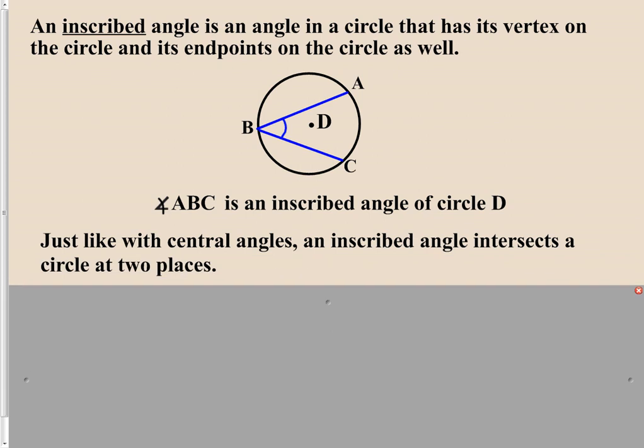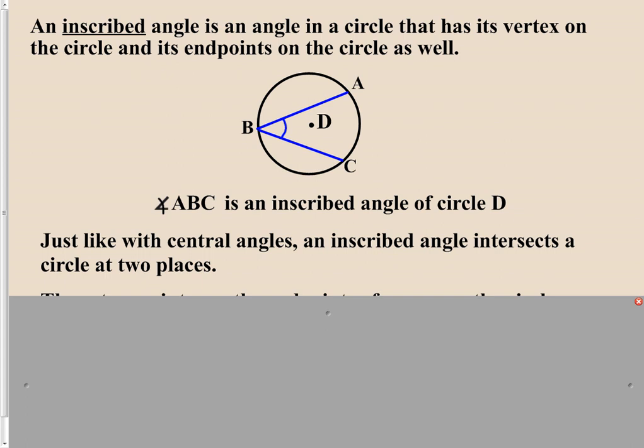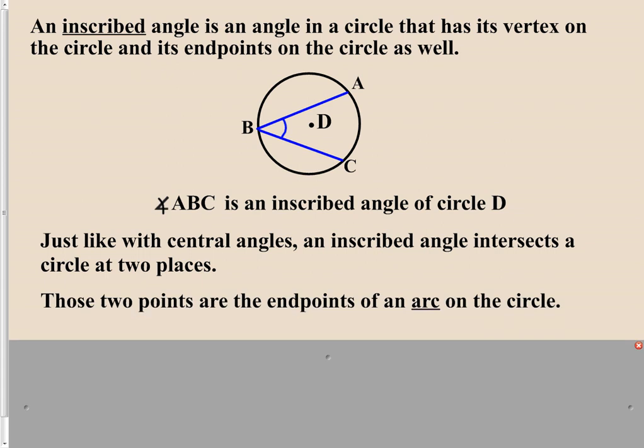Now, this is a little repetitive from the other day because the same conditions do apply. Just like with central angles, an inscribed angle intersects a circle at two places. We talked about arcs last time. Those two endpoints of angle ABC intercept an arc on the circle. And of course, arcs can be minor arcs if they are less than half the circle, or major arcs if they are more than half the circle. So review that information if you have forgotten it.